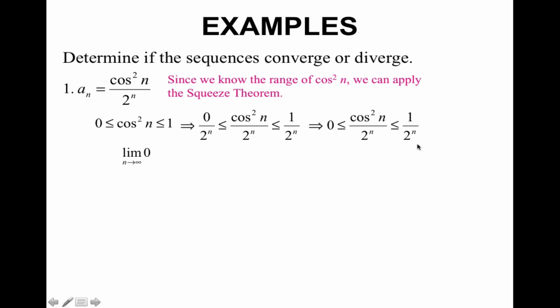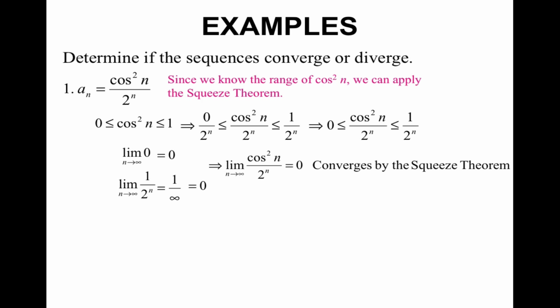When I do that, I'm going to get that the limit of 0 is, of course, 0. The limit as n approaches infinity of 1 over 2 to the nth power will just give me 1 over infinity, which is 0. And so therefore I can say that the limit as n approaches infinity of this sequence equals 0. So therefore this sequence converges by the squeeze theorem.